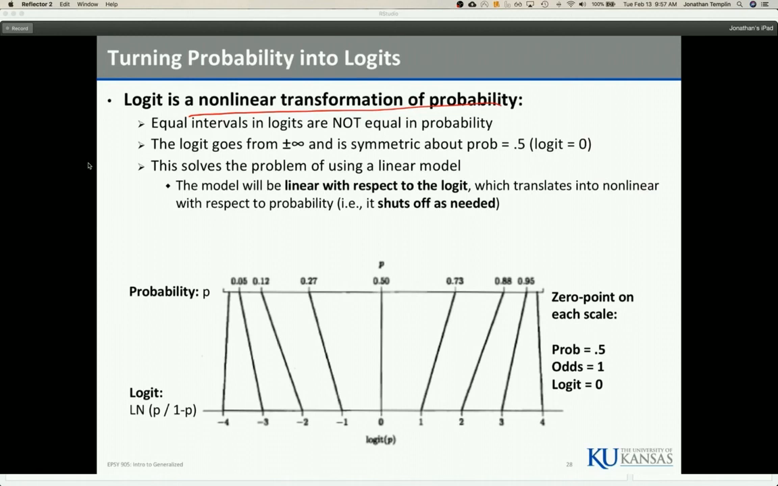meaning that equal intervals in logits are not equal in probability. And here's an example from a book. Here's a logit down here. So what does that mean? A logit that goes from -1 to 0 is a distance in probability from 0.27 to 0.5. But a logit that goes from -1 to -2, which is the same distance, now the probability goes from 0.27 down to 0.12. You see it's shrinking as it gets closer and closer.